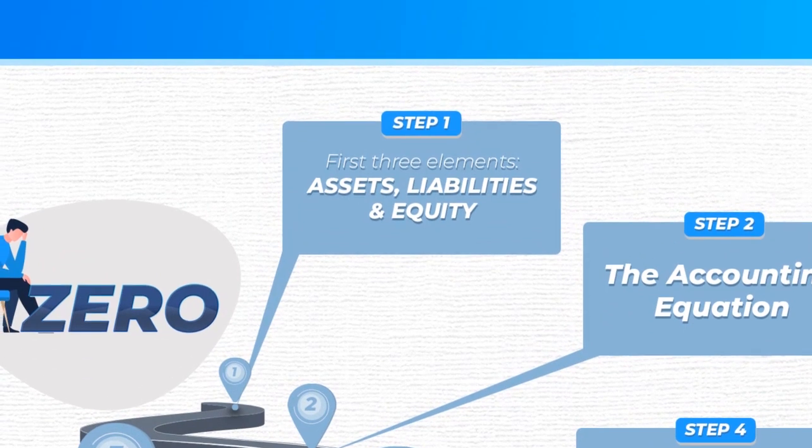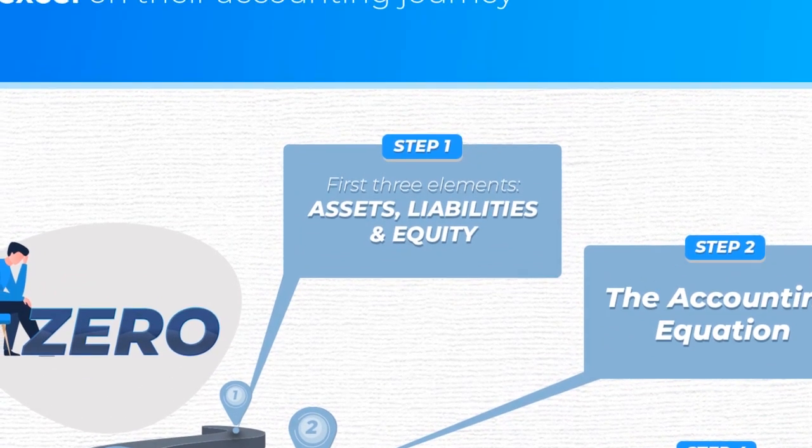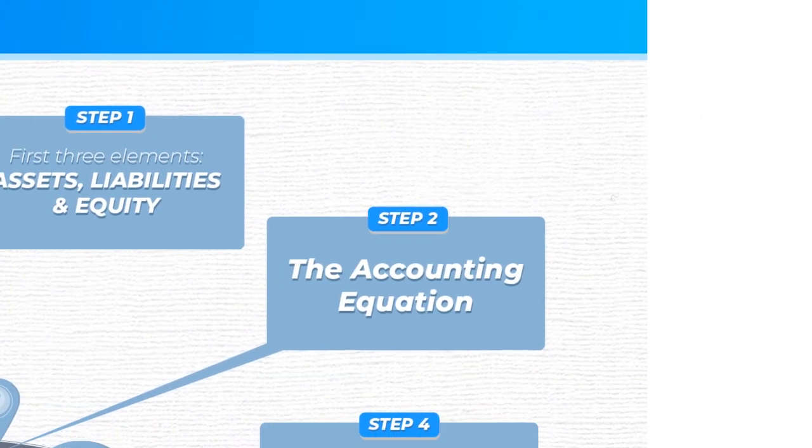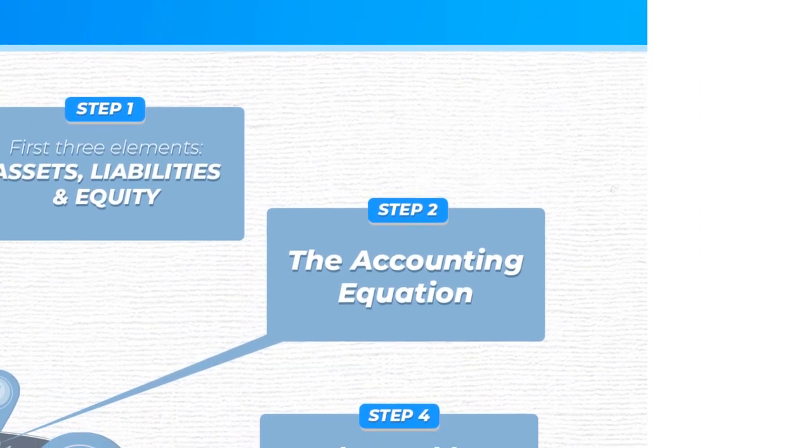Step 1. We will discuss in individual videos the terms assets, liabilities, and equity, which are the first 3 elements of the financial statements. In step 2, we will put all of those 3 together in videos discussing the accounting equation, which in overview is assets equal liabilities plus equity.